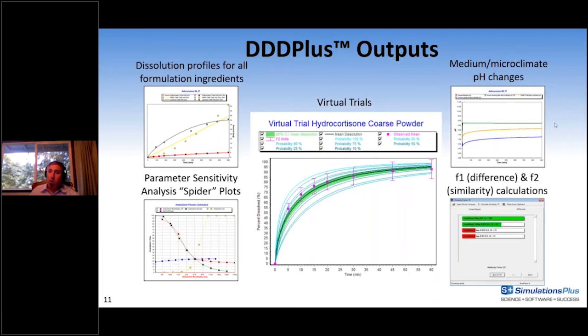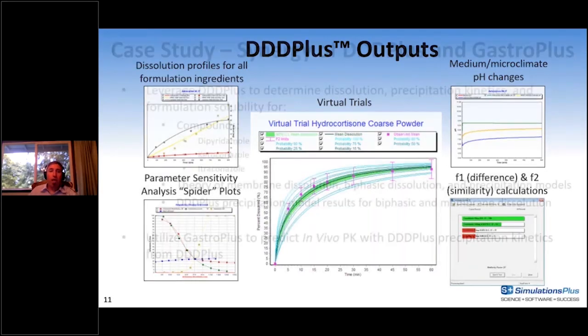You can look at F1 and F2 similarity calculations. And then finally, the virtual trials functionality, which is smack dab in the middle here, and that allows you to look at the high and low end of the predicted dissolution specifications based on content uniformity or variability in the manufacturing process of the API, things like particle size distribution. Very important feature that allows you to look at the likely variability.